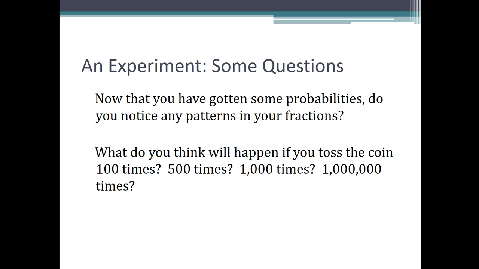All right, back to the pennies. As you look at your fractions, do you notice any patterns? I had asked earlier to see if it's close to a half. What do you think might happen if I asked you to toss the coin more times? 100 times, 500 times, 1,000 times, 1,000,000 times? What do you think would happen? Ideally, the more times you toss it, the closer and closer your probability should get to 1/2, or it might even hit 1/2 and stay there.